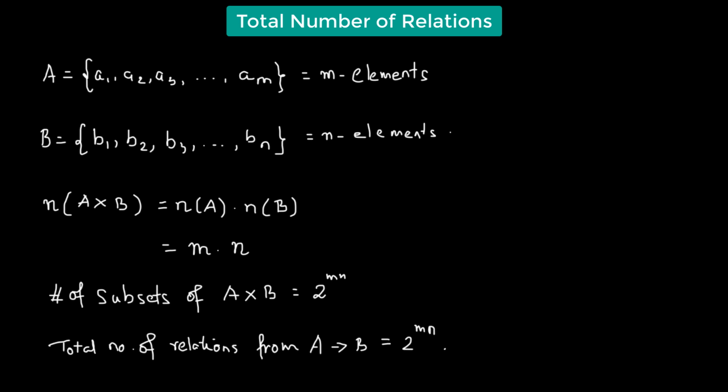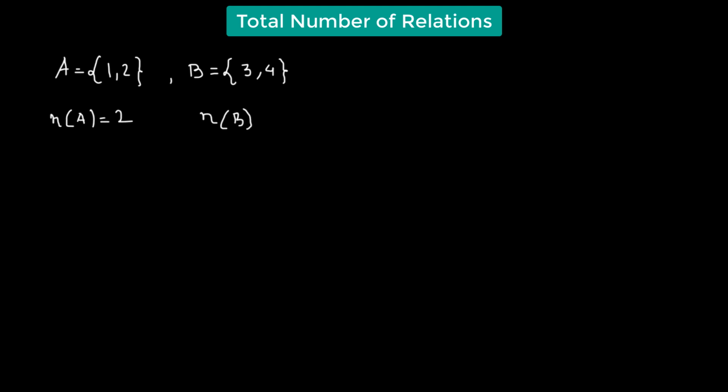Let's do an example. Let us consider a set A having two elements, 1 and 2, and we have another set B which contains two elements, 3 and 4. So from here the number of elements in A is equal to 2, and the number of elements in B is also equal to 2.